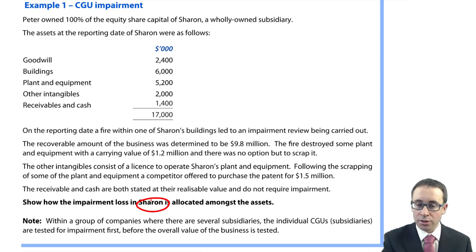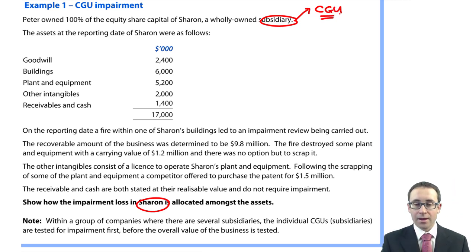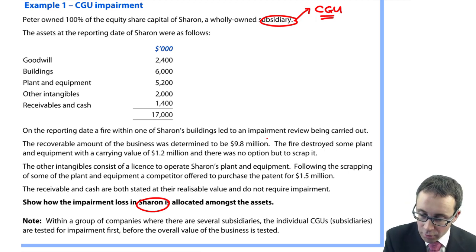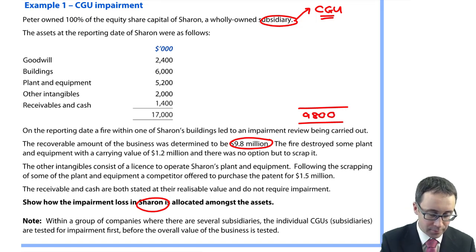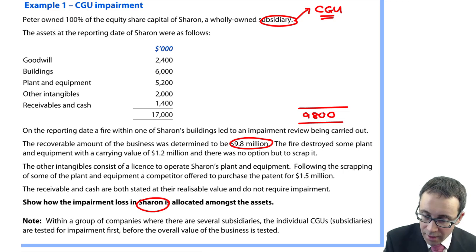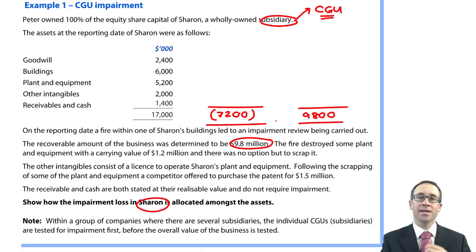So Sharon is a subsidiary. And if it is a subsidiary, it is then essentially a cash generating unit, isn't it? Okay. It says on the reporting date, a fire led to an impairment review being carried out, and the recoverable amount of the business is 9.8 million. So based upon that, the value of the business is 9.8 million, meaning that there is an impairment of 7,200 that needs to be allocated, and that's going to be allocated against any specific assets, then any goodwill, and then any remaining assets on a pro rata basis.